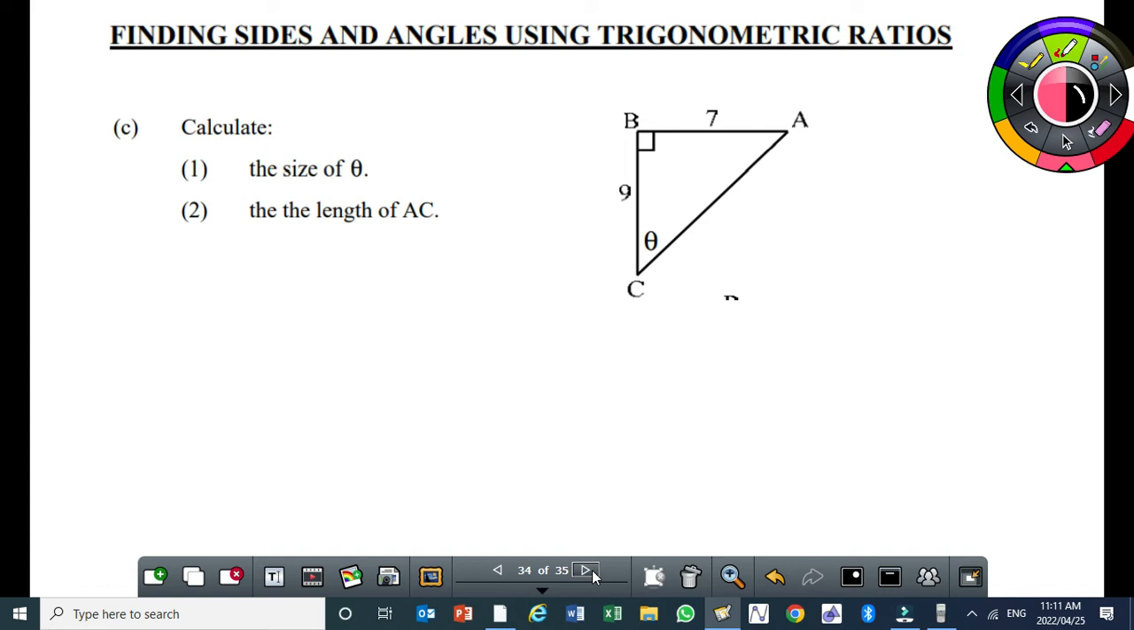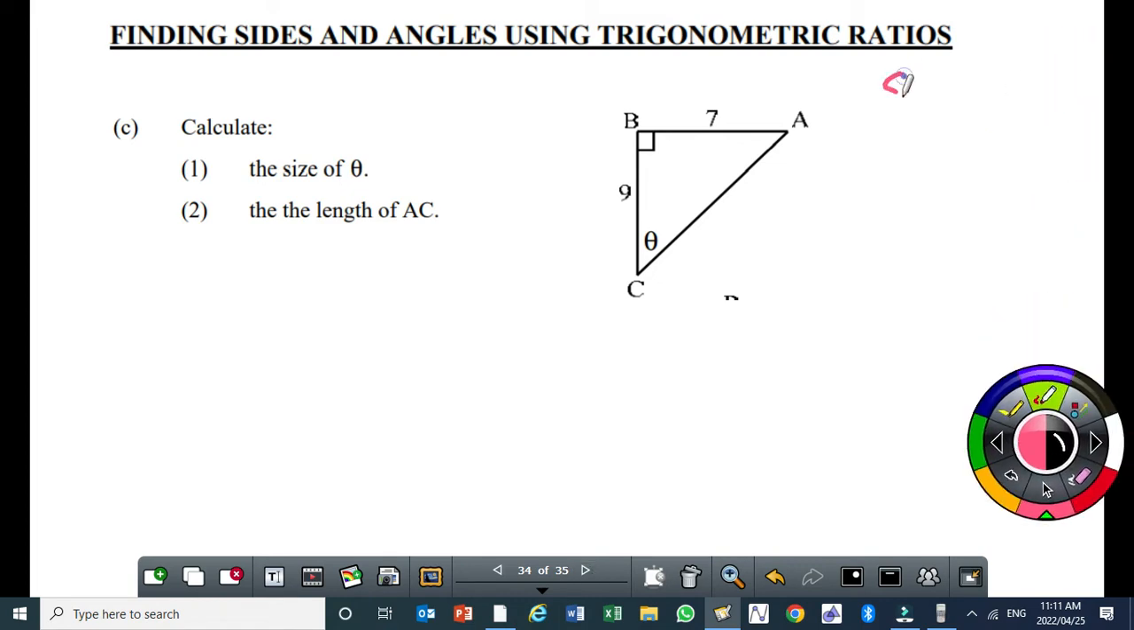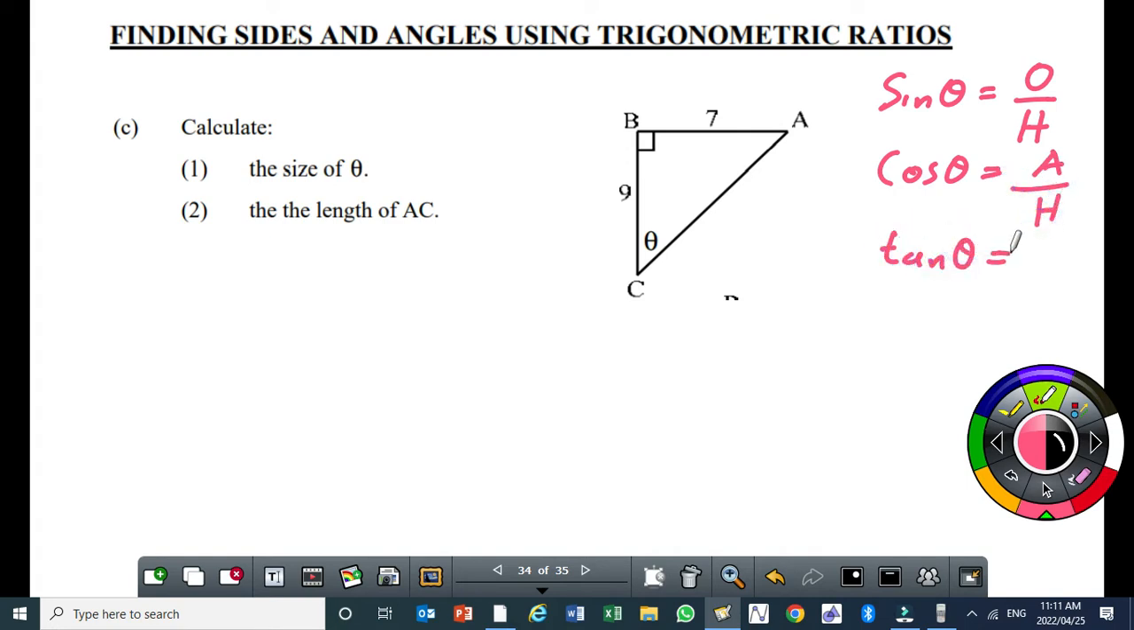Last week, I introduced the three trigonometric ratios, right? And the three trigonometric ratios were sine theta is equal to opposite over hypotenuse, cosine of theta is adjacent over hypotenuse, and tan theta is opposite over adjacent. Okay?